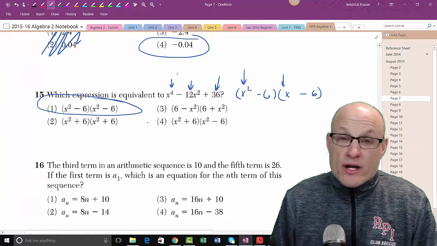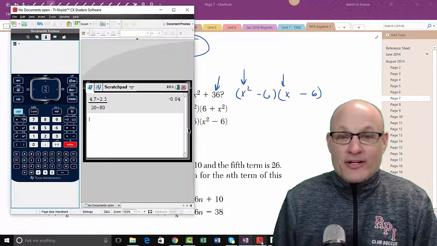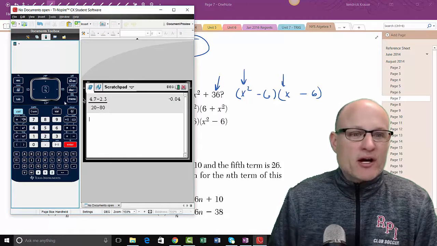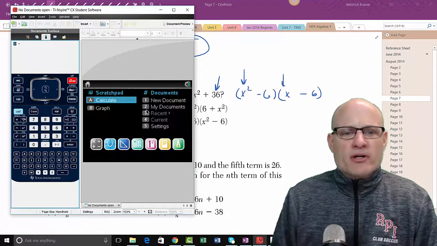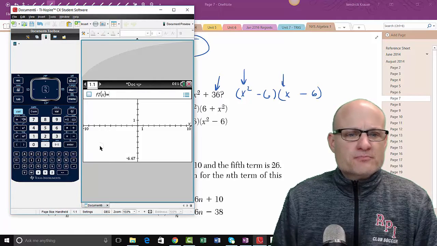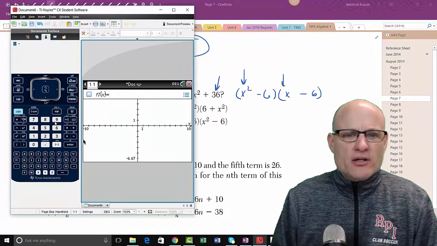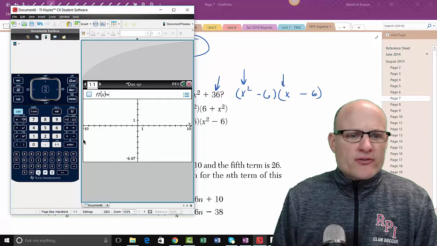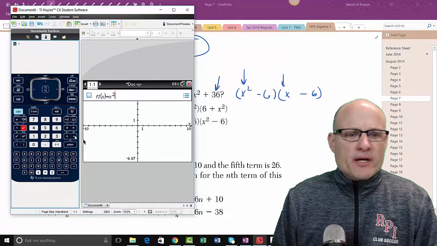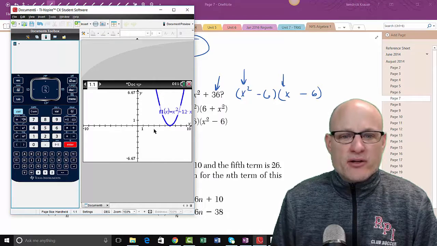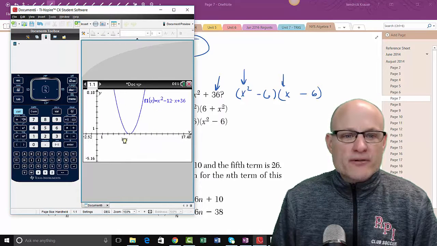Problem's over with. Oh, you want another way to do this problem? I would agree. Let's do it another way, Mr. Krause. So we go into graphing mode. Let me say the original was x squared minus 12x plus 36. Now this may be hard to see. Oh, there it is, right there. Just move it over.